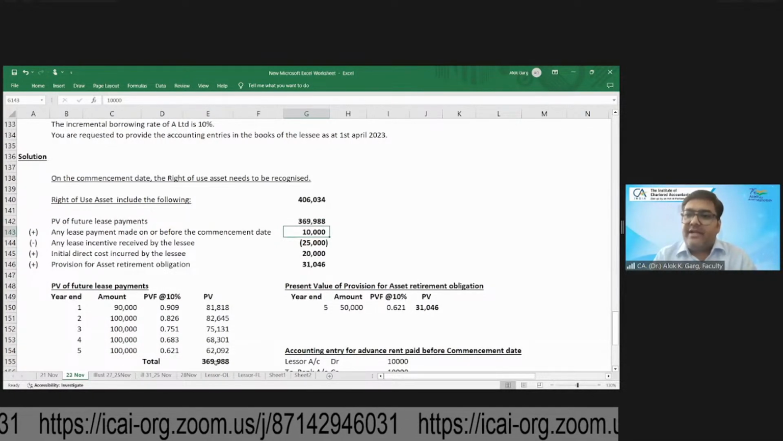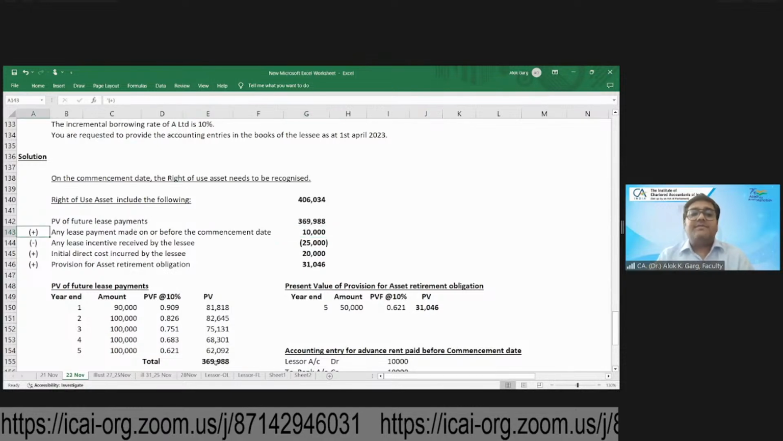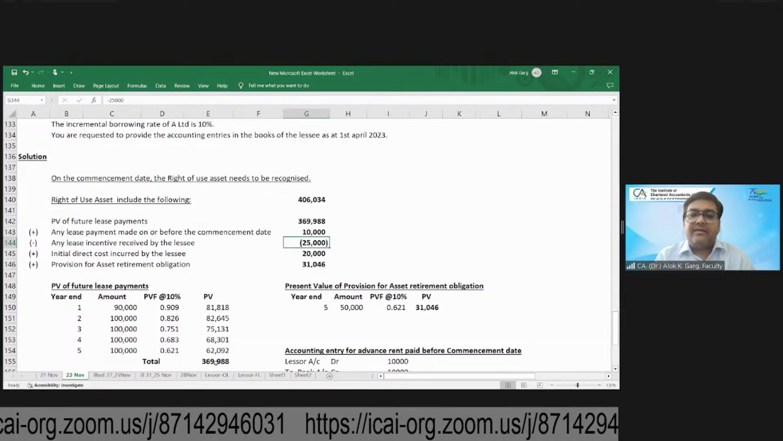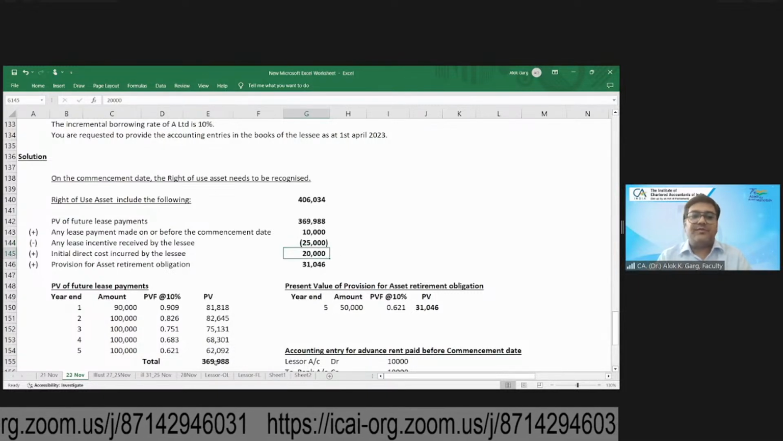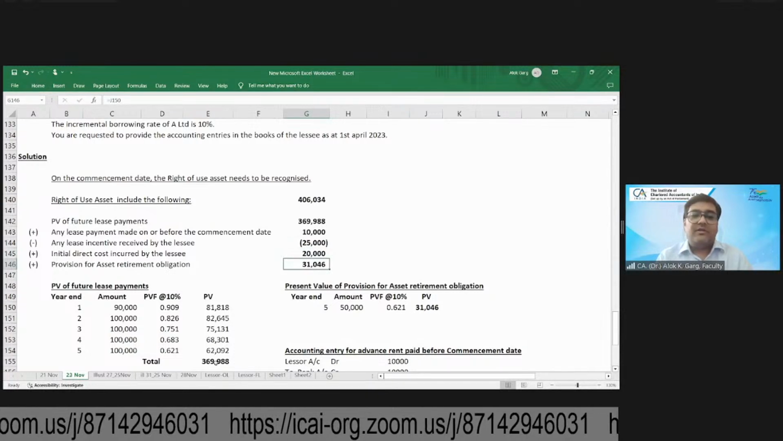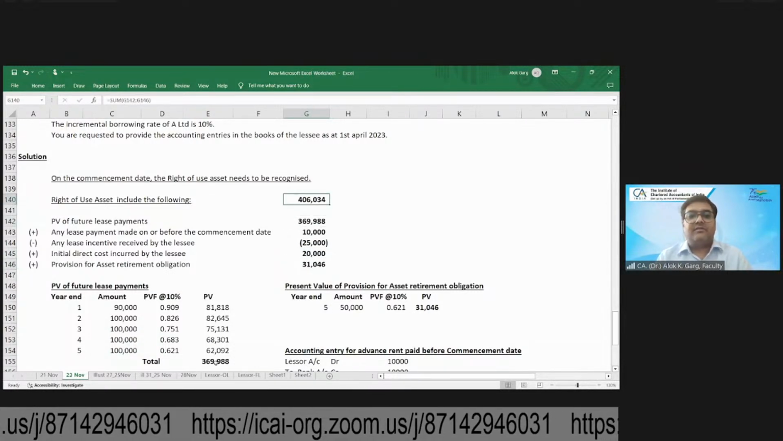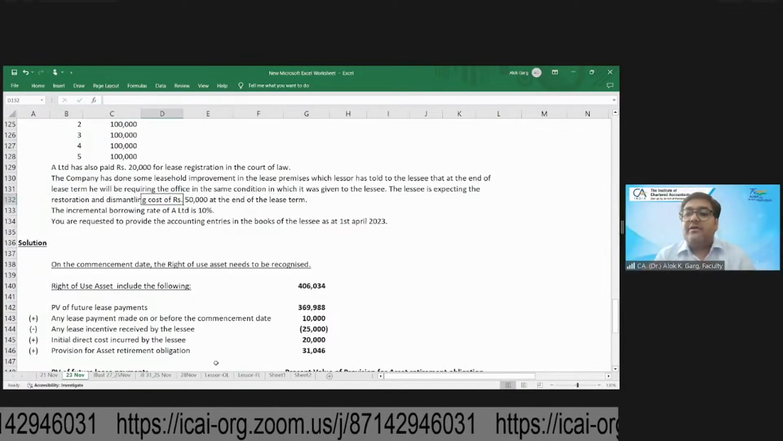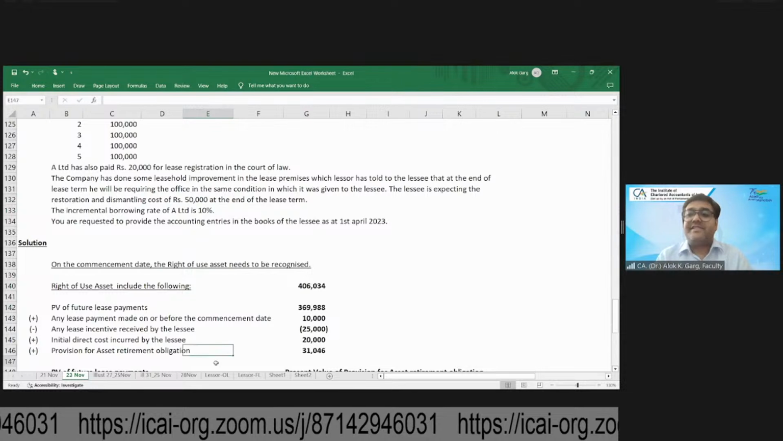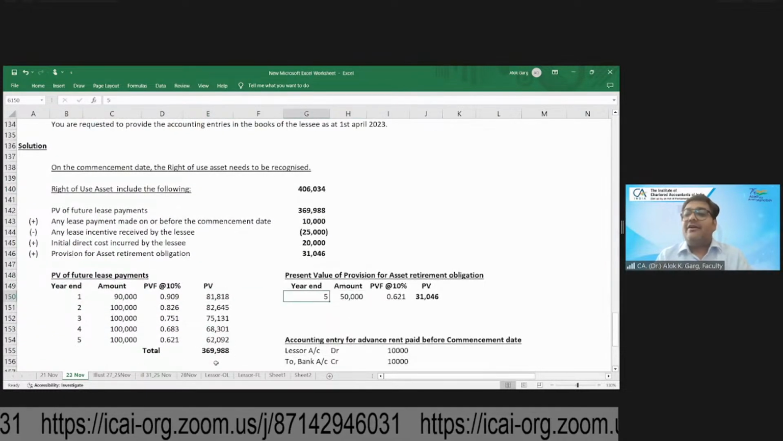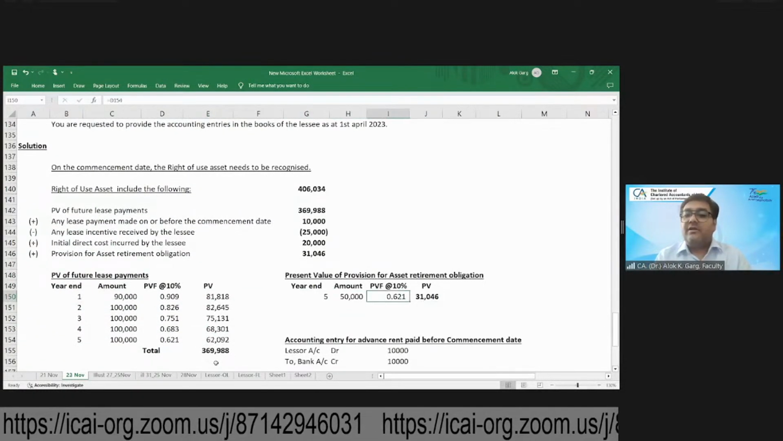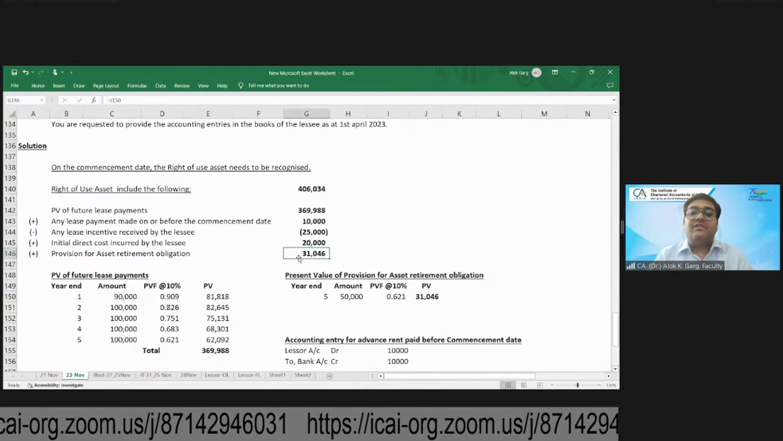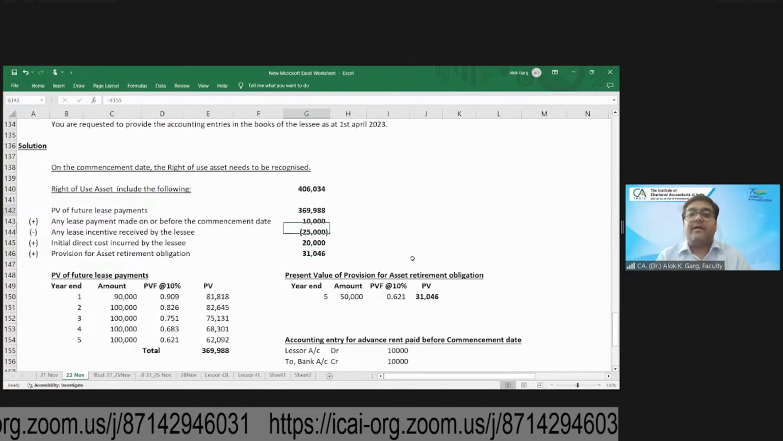Have we paid any lease payment before the commencement date? 10,000. Any lease payment made on or before the commencement date? 10,000. Have we received any incentive? 25,000. It has to be reduced. Any initial direct cost? 20,000. Provision for asset retirement obligation. Now, the discount rate is 10%. What is the asset retirement obligation provision? The estimated outflow is 50,000. What is the present value of this estimated outflow? At the end of the 5th year, the company has to pay 50,000. The present value factor is 0.621. The present value is 31,046. 31,046 comes out as the provision for ARO.